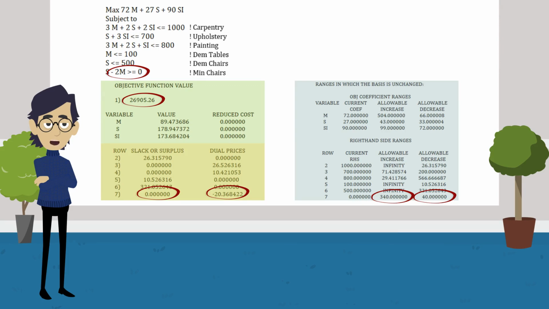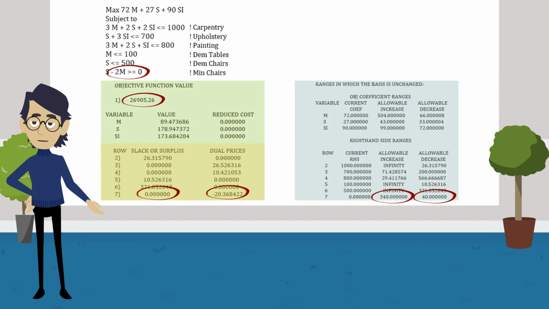The sixth constraint says that the number of chairs should be at least twice the number of tables. If you see the number of tables and the number of chairs in the solution report, you will observe that the constraint is satisfied in the limit. That is, we are producing exactly twice as many chairs as tables. This means that the slack or surplus is 0.